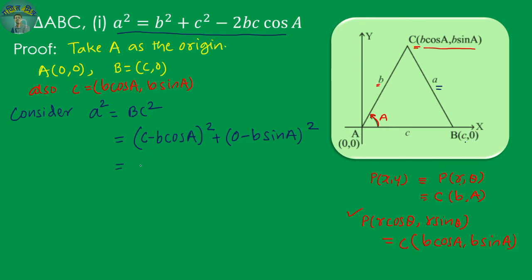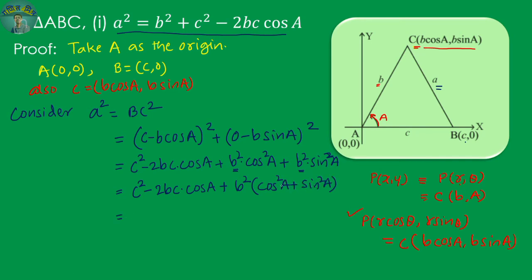Now let us simplify. This will be C minus B cos A, means A minus B bracket square formula, C square minus 2BC cos A plus B square cos square A plus here also B square sin square A, because 0 minus B sin A is actually minus B sin A, but its square becomes plus B square sin square A. Now you can easily identify that we should take B square common, so C square minus 2BC cos A plus B square into cos square A plus sin square A.